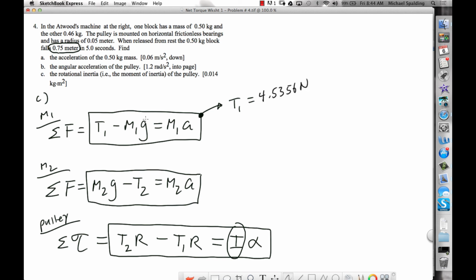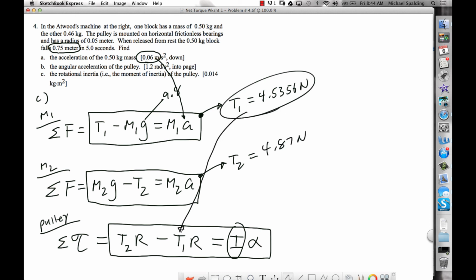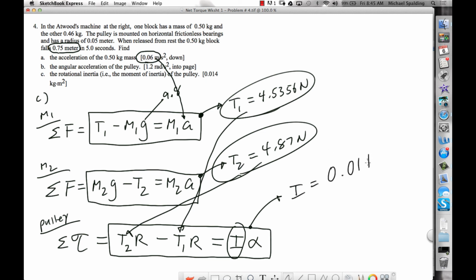Oh, and you know what, guys? For this problem, use gravity as 9.8. Because look, our acceleration here is 0.06. You're plugging that in for A. That's a very small acceleration. So use gravity as 9.8. Okay, you solve this for T2. T2 comes out as 4.87. Then take T1, plug it in there. Take T2, plug it in there. Take this, solve it for I, and you get 0.014 kilogram meter squared.